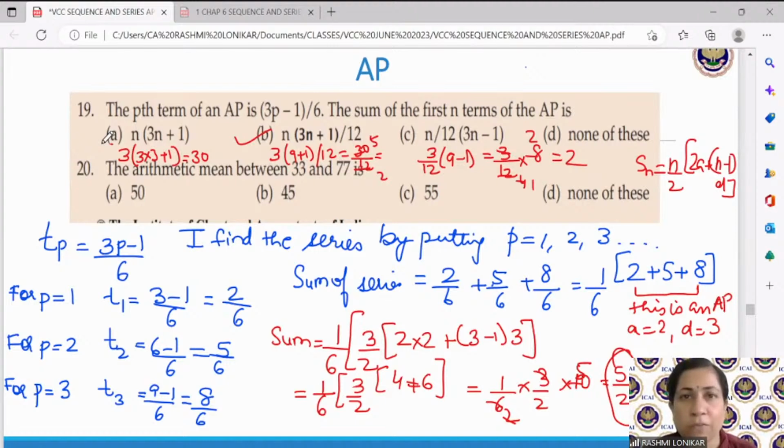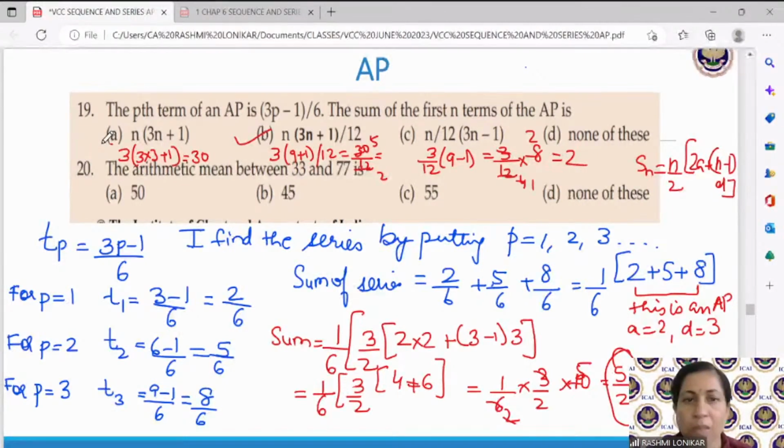How many terms should I find out? I simply find out up to 3, 5, whatever is easy for me. Don't do only up to 2, because at that time we don't know whether it is an AP or not. So at least 3 you should be able to find. So I have put values of P as 1, 2 and 3. I get the first term as 2 by 6, second term as 5 by 6, and third term as 8 by 6.